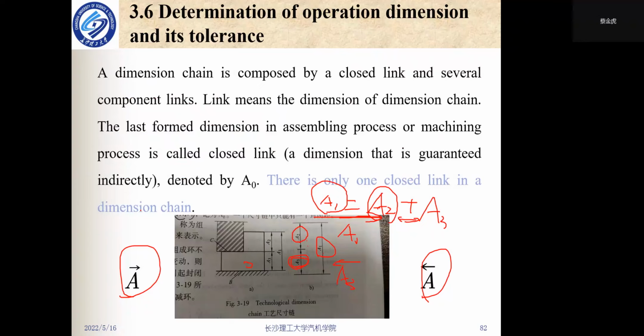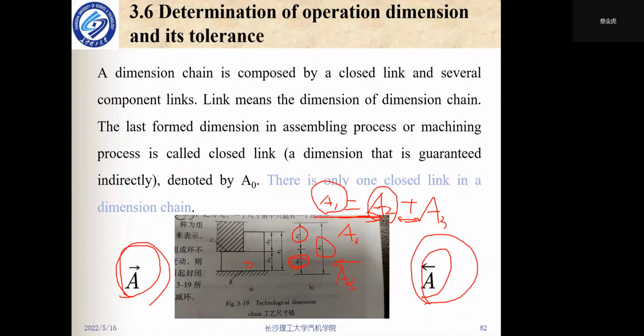The component links can be divided into increasing links, which can be denoted by this symbol, and decreasing links represented by this symbol.